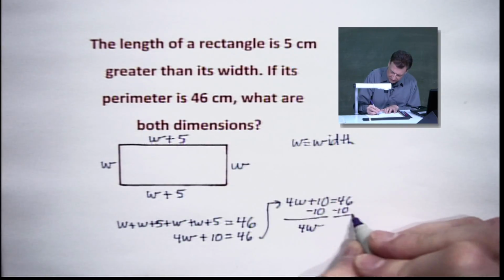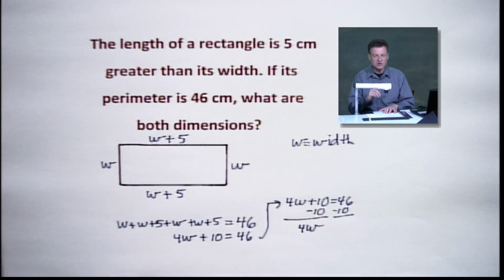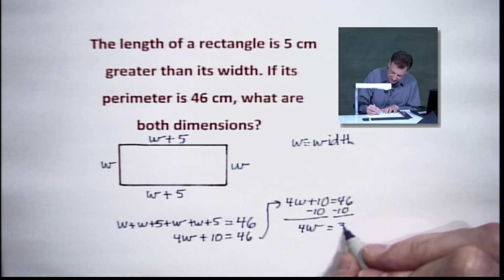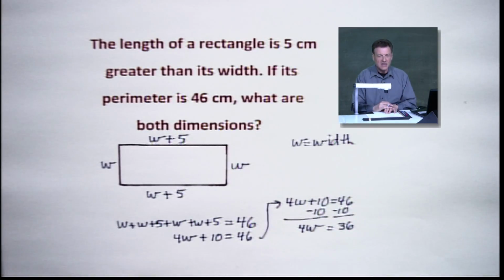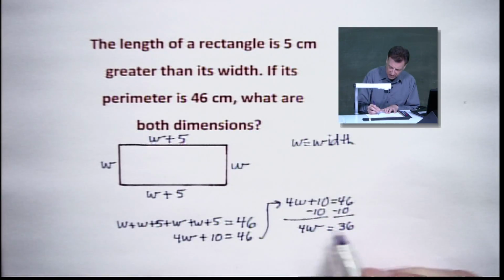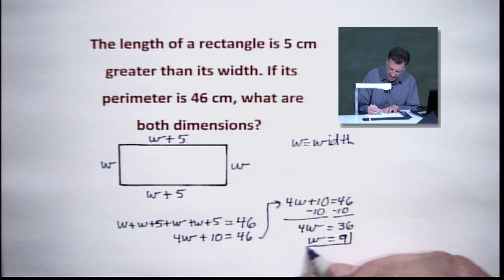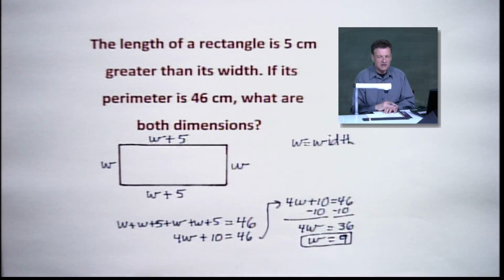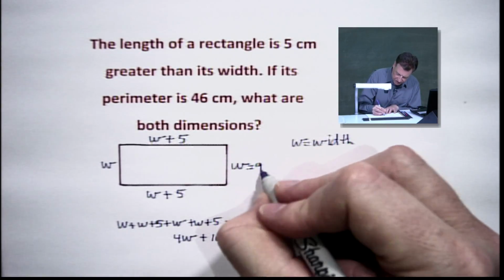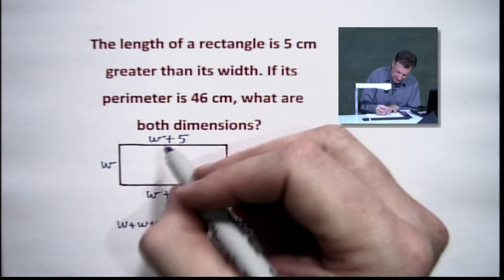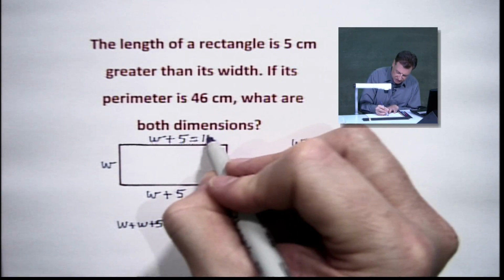Now remember, we have to subtract 10 from both sides. Good old subtraction property of equality hanging in there for us. And that gives us 36 on the right. And that's an easy equation. Divide 4 into 36. W is equal to 9. Now here's where things really work, or hopefully they'll really work. We're going to put 9 in for W, and we're going to say 9 plus 5 gives us 14.